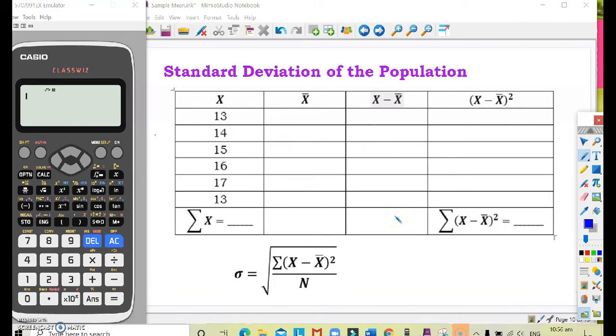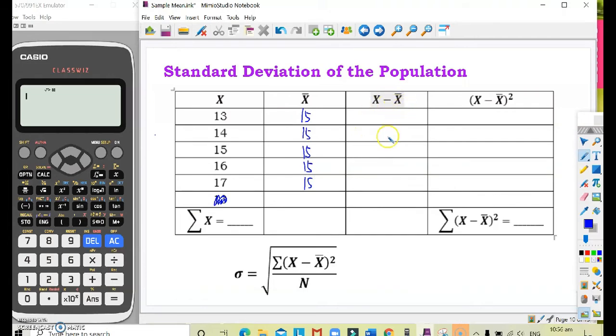This time, let's focus on standard deviation. We already know the mean of the population, which is 15. Even the mean of the sample is also 15. Let's not include that. Then, we get the difference. We need to get the standard deviation of the population. So, let's get the difference.